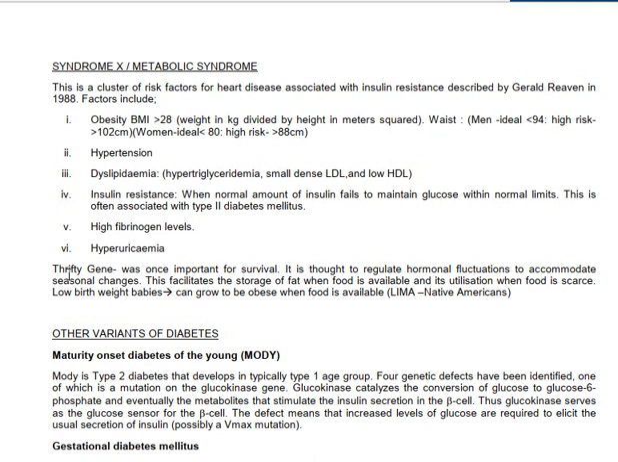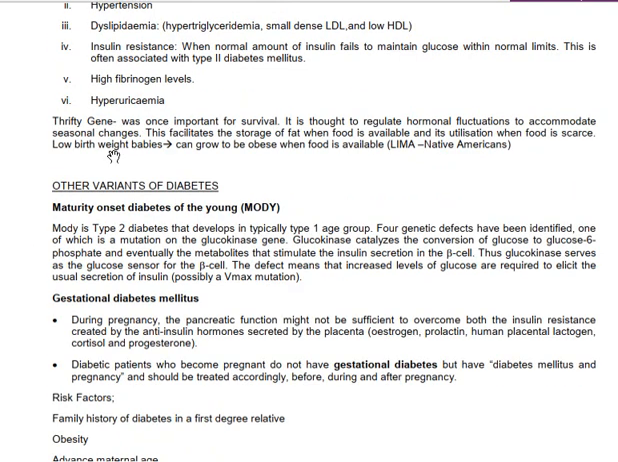So a child who has low birth weight has a high risk of developing essential obesity in the future, like Native Americans, where that thrifty gene is associated with it.